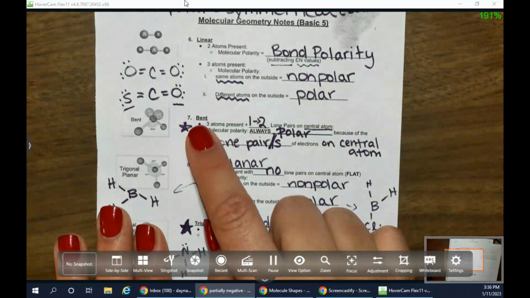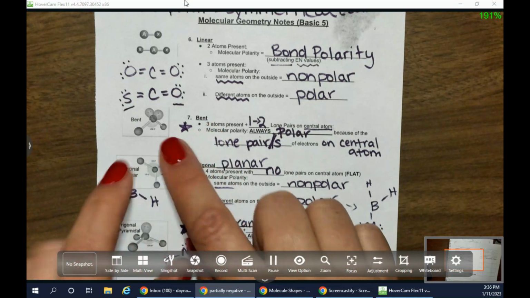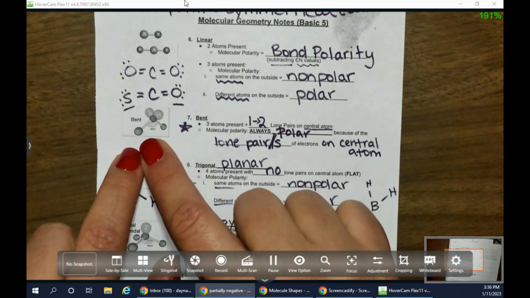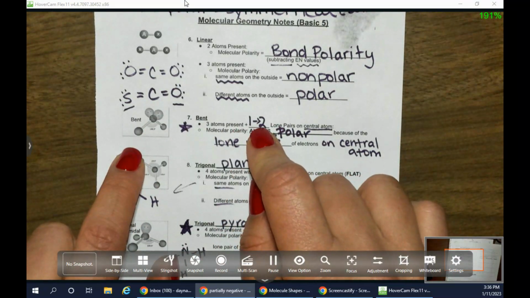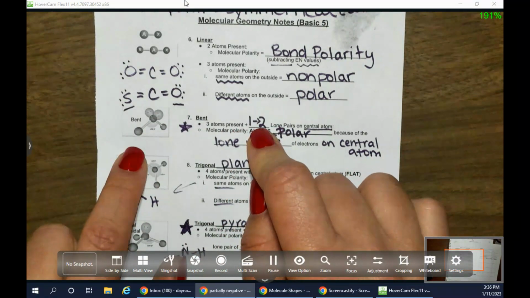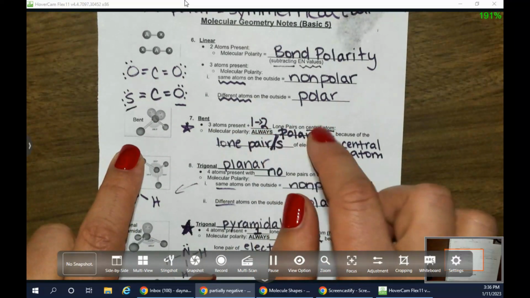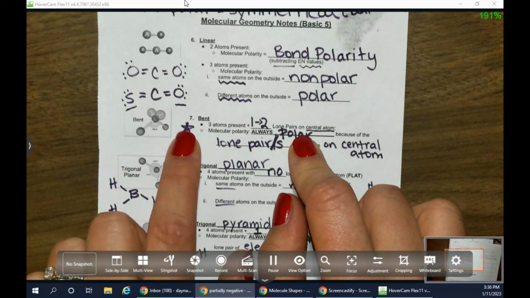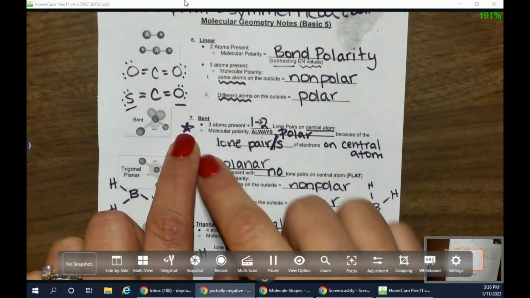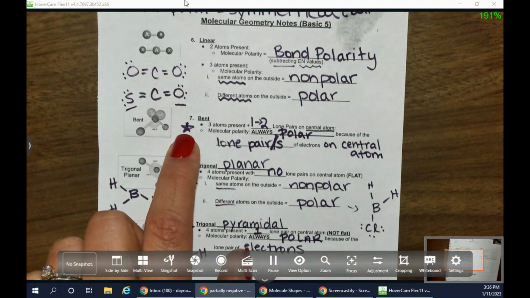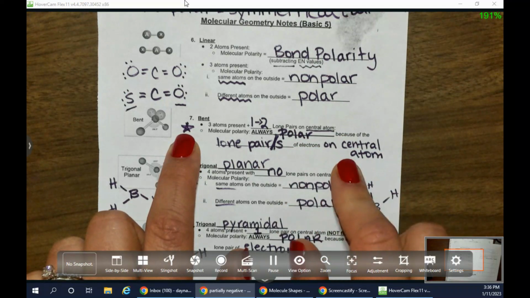The next shape that we dealt with was bent. So that was linear, now we're on bent. Bent is when we have three atoms present and you have one or two lone pairs on the top. It just depends. When you have that, just like water, this one is always polar. So I asked you yesterday to please put a star next to this one. The reason I put a star next to it is because it's always polar, no matter what. You don't have to do any thinking. It's due to the lone pairs that are on your central atom.